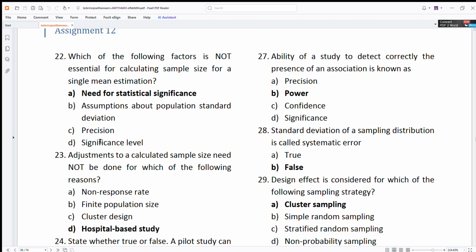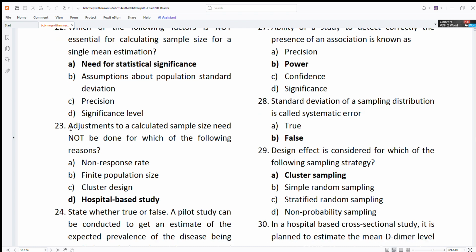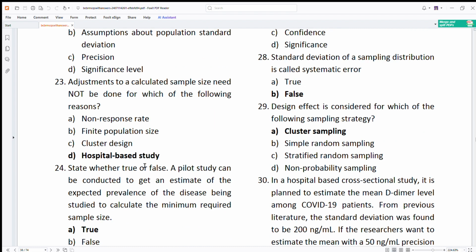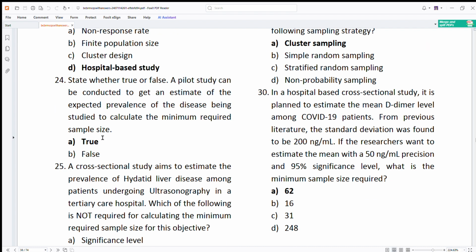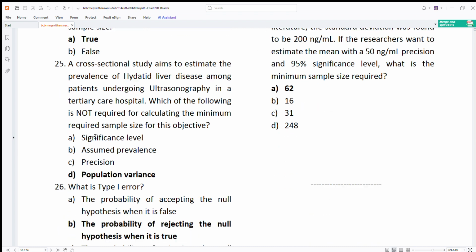Statistical significance is not essential. Adjustments to calculate sample size should not be done for which of the following? Hospital-based study, we can do an intention to treat analysis. You can include the dropouts as well. State whether true or false: a pilot study can give an estimate. Yes, a pilot study is a very small scale study that is done. A cross-sectional study aims to estimate hydatid liver disease caused by Echinococcus granulosus, the dog tapeworm. Which of the following is not required for calculating the minimum required sample size? Yeah, population variance is not required.